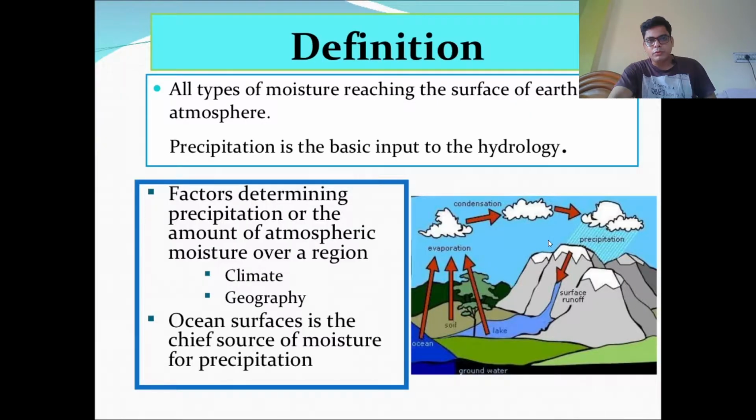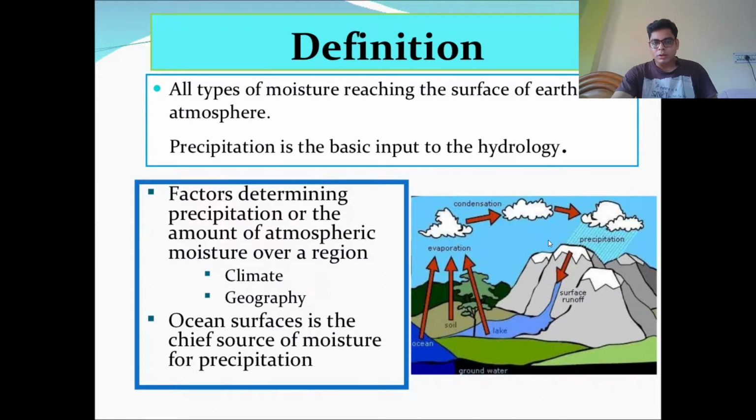First, what is precipitation, or the definition of precipitation? All types of moisture reaching the earth surface from the atmosphere is called precipitation. Precipitation is the basic input to hydrology.